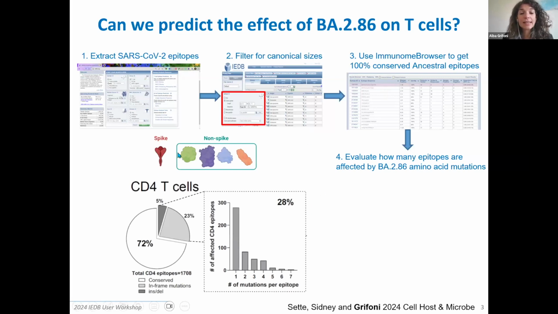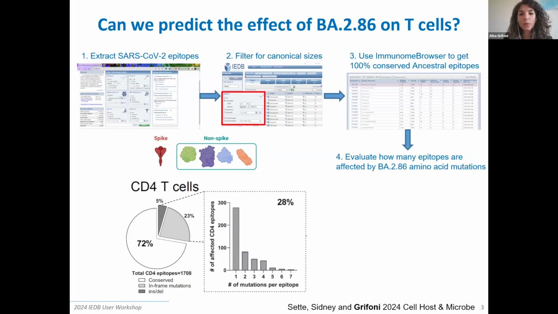And so here is a summary of the epitopes that pertain to the different SARS-CoV-2 proteins. And then in the pie chart below, I show you what fraction of these epitopes are actually 100% conserved, meaning there is no mutation at all. And then roughly 28% of these epitopes actually contain a BA.2.86 mutation. Diving in more, the majority only contain a single mutation. So one of the questions that we wanted to really understand is how impactful are these mutations in the epitopes that we see in the IEDB?